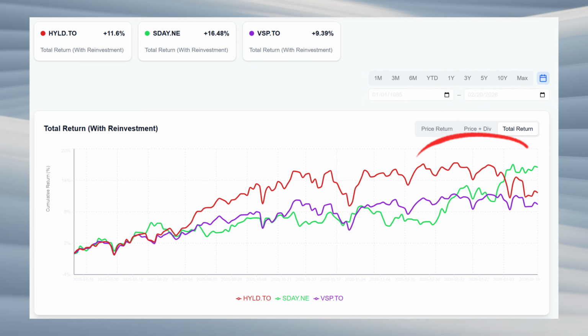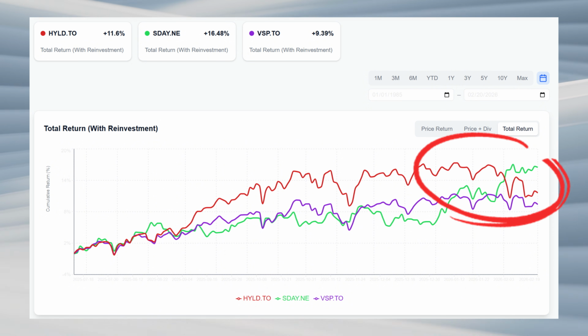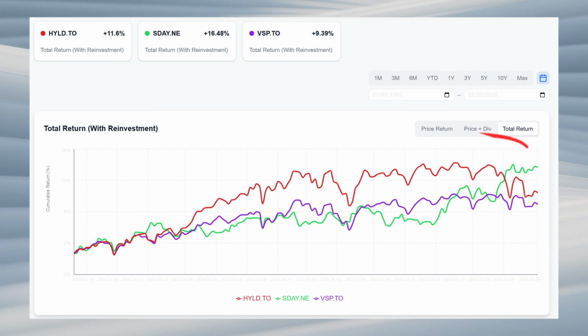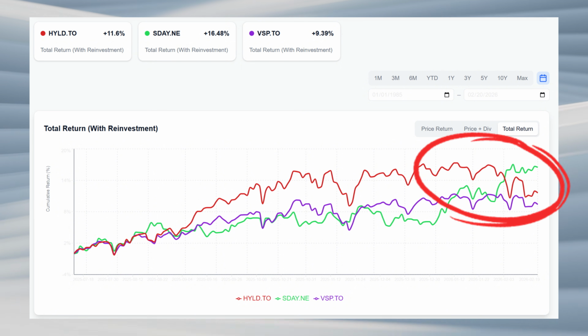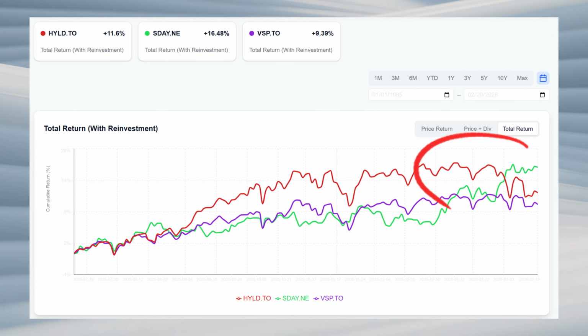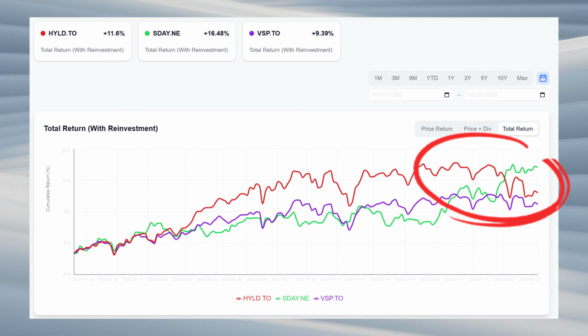The reason behind this is pretty clear. The tech sector recently went through a fairly brutal valuation pullback. Meanwhile, the green line representing SDAY showed incredible resilience during this phase. Not only did it barely drop, but it kept grinding steadily upward, ultimately taking the lead.